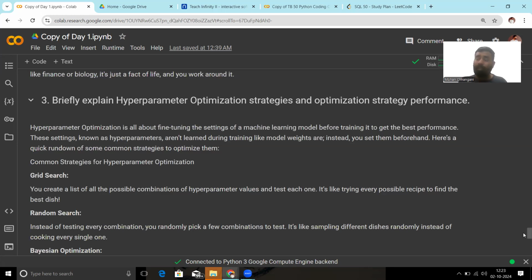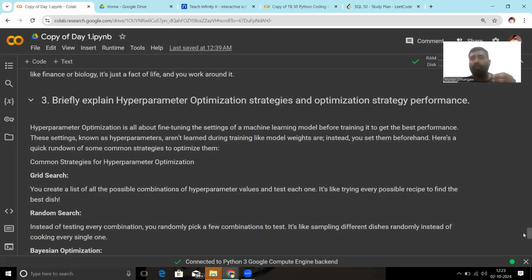Before training on the data set, we create some assumptions and tune the settings of the machine learning model. I'm talking about before the training. So we get the base performance in that situation.